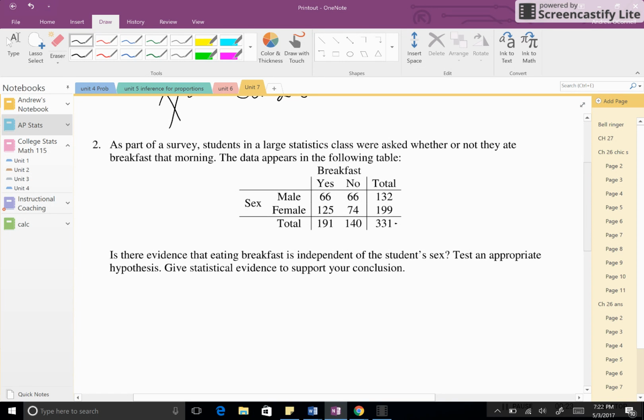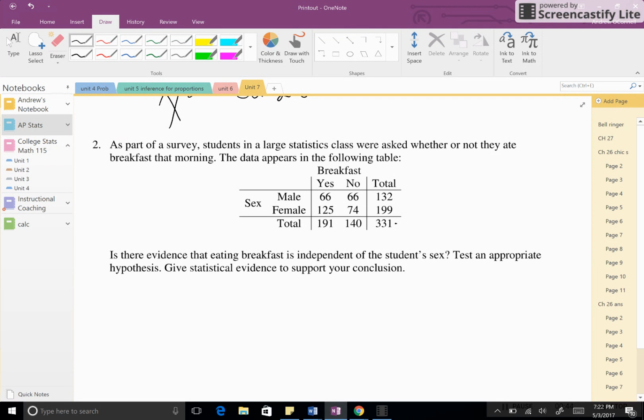As part of a survey, students in a large statistics class were asked whether or not they ate breakfast that morning. The data appears in the following table. Is there evidence that eating breakfast is independent of the student's sex? Test an appropriate hypothesis and give statistical evidence to support your conclusion.